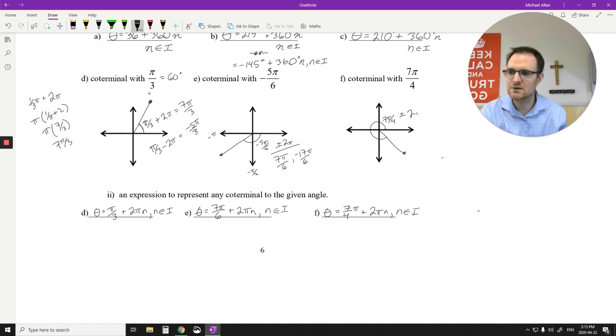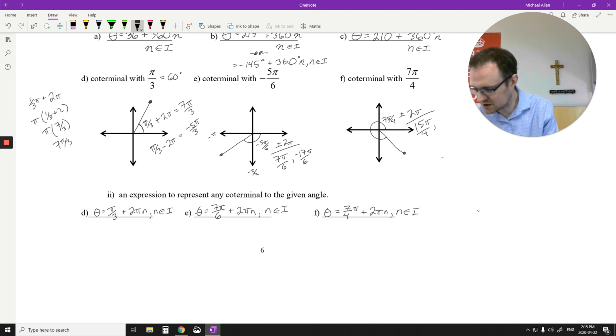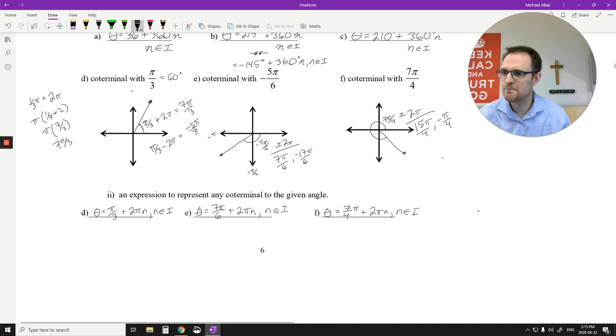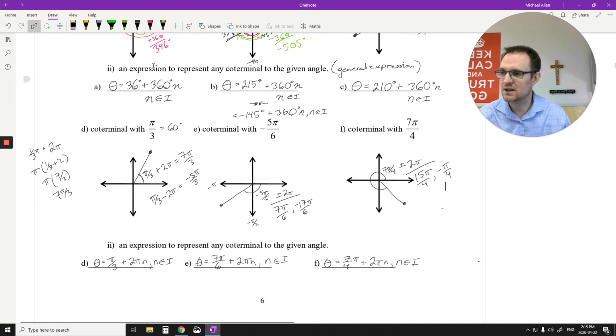Then I'm going to add or subtract 2 pi from that. 7 over 4 plus 2 is 15 pi over 4, and then 7 over 4 minus 2 is negative pi over 4. So negative 1 over 4. So I just put the pi in there, so I don't have to write the 1. There you go. So that's how you get coterminal angles. Again, if you just kept on going, you could just keep on adding or subtracting 2 to those numbers.